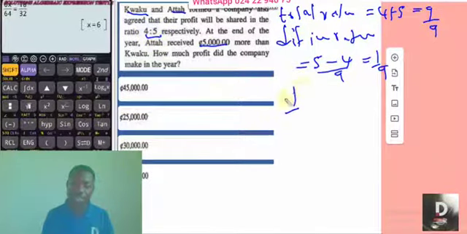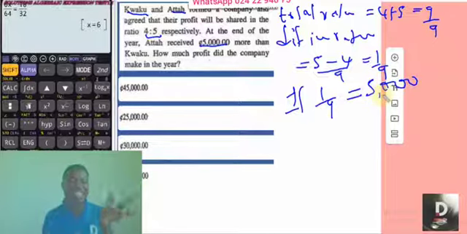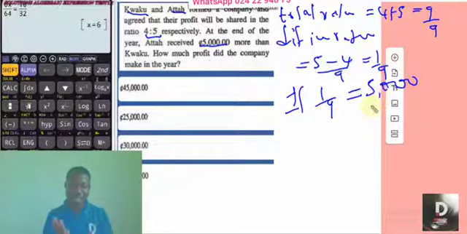So therefore we can write: if 1 over 9, which is the difference in their ratio, is equal to 5,000, which is also the difference in the amount. So difference must be equal to difference. Total must be equal to total. Ata must be equal to Ata. Kwaku must be equal to Kwaku. This is what we call comparison. Are you getting it? So we are done.